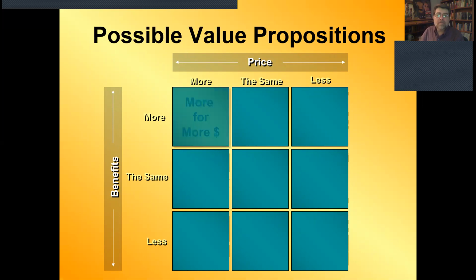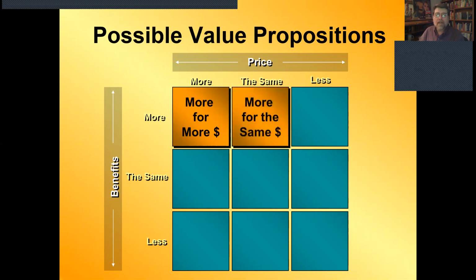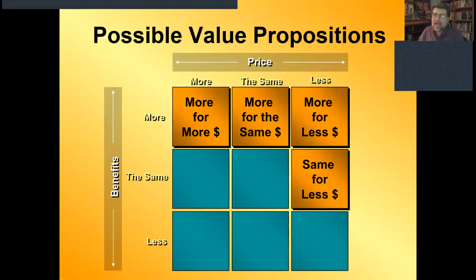We can spend more and receive more, or get more for paying the same, get more for less, which is actually a very difficult value proposition to maintain. We'll get into that in a bit. We get the same for less money, or we can get less, but for much less money. Okay. The other 4 really don't count.